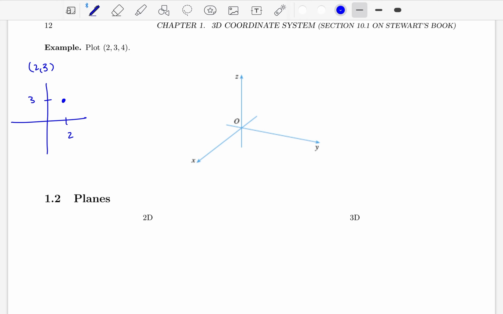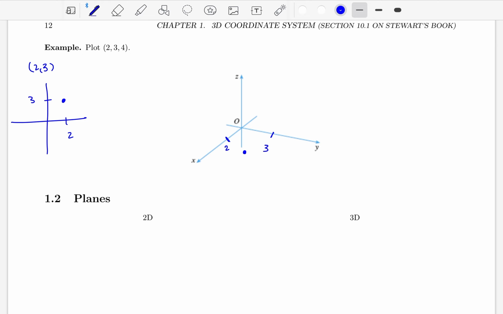Now it takes a little bit of time to get used to this, but this is my xy plane, okay? So if I move 2 units away in the direction of x and 3 units away from the center in the direction of y, the point 2, 3 will be on the floor, right? It will be on the floor.